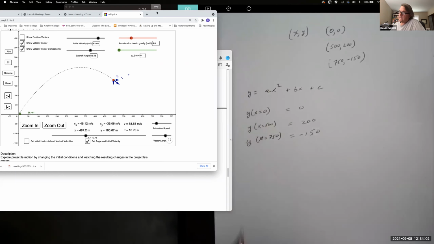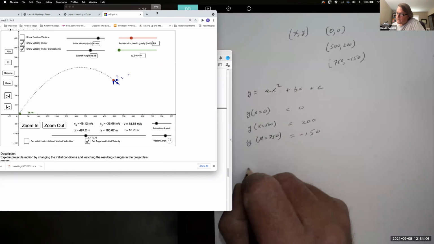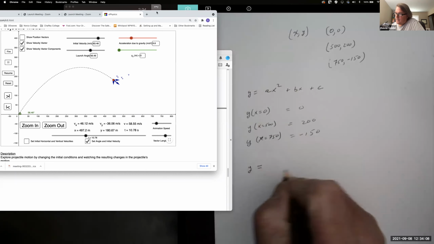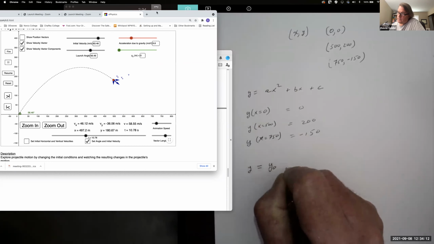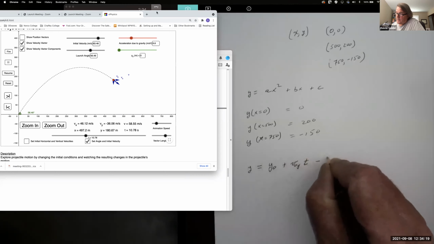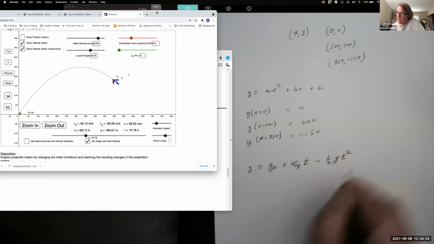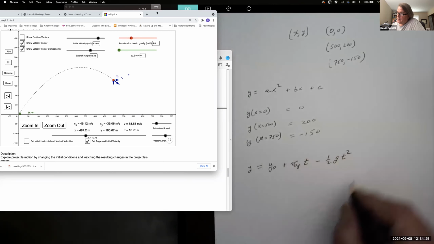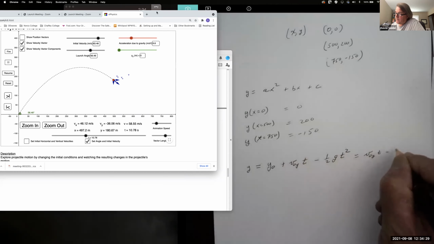Okay, and this is y equals ax squared plus b. You also have y is equal to y0, which equals 0, plus v0y t minus 1/2 g t squared, which is equal to v0y t minus 1/2 g t squared.